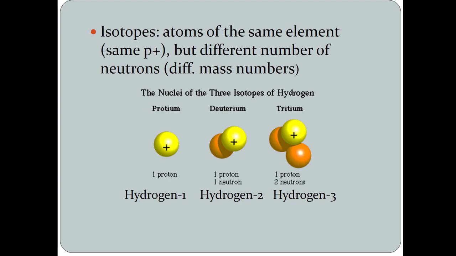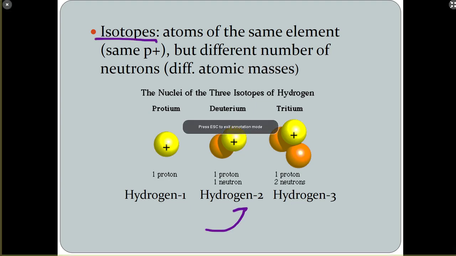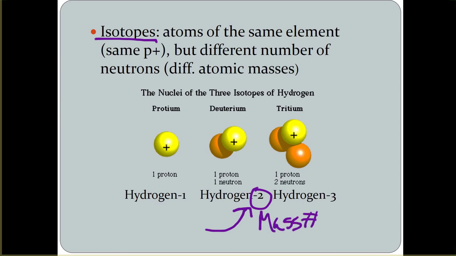So if they have 1 neutron, we say that it is hydrogen 2. Now remember, this number is the mass number. And the mass number is the number of protons plus the number of neutrons. So we can see that if we have 1 proton and 1 neutron, that gives us a mass number of 2. And looking at tritium or hydrogen 3, it has 2 neutrons and 1 proton.